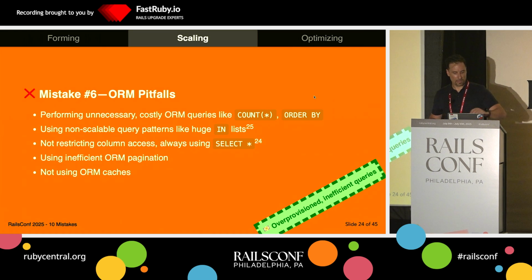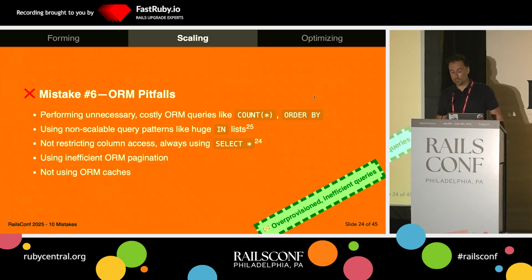Okay, next up, ORM pitfalls. So the ORM is what we're likely using for most of our application's queries, but there can be some pitfalls. Performing unnecessary or costly ORM queries like count queries or order by that aren't really needed by the application, but are part of what is being generated. Using non-scalable query patterns like huge IN lists. I wrote a blog post about that, which can happen either through direct mechanisms or through eager loading. So check that out if you're curious.